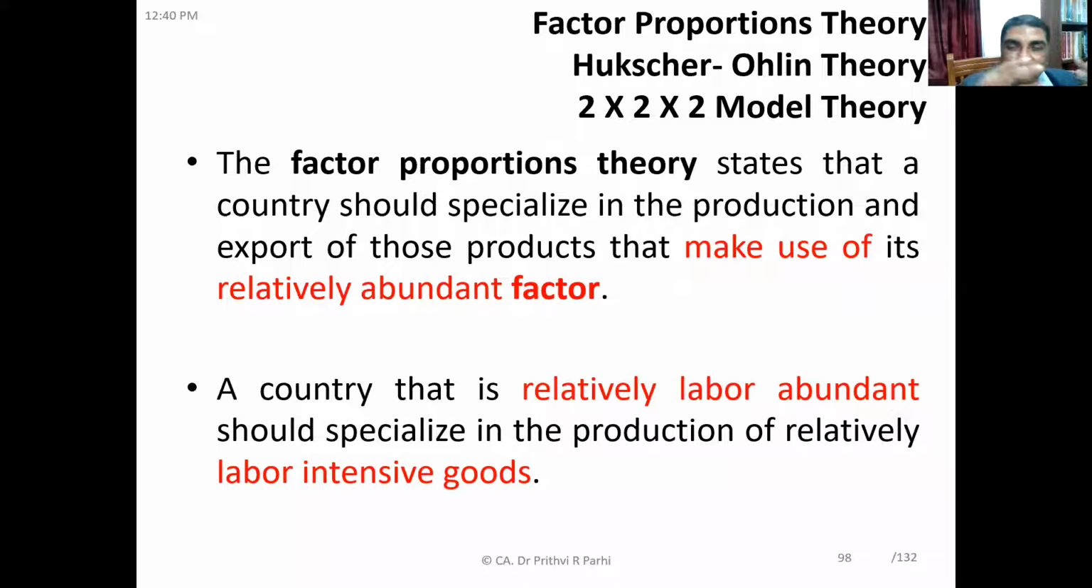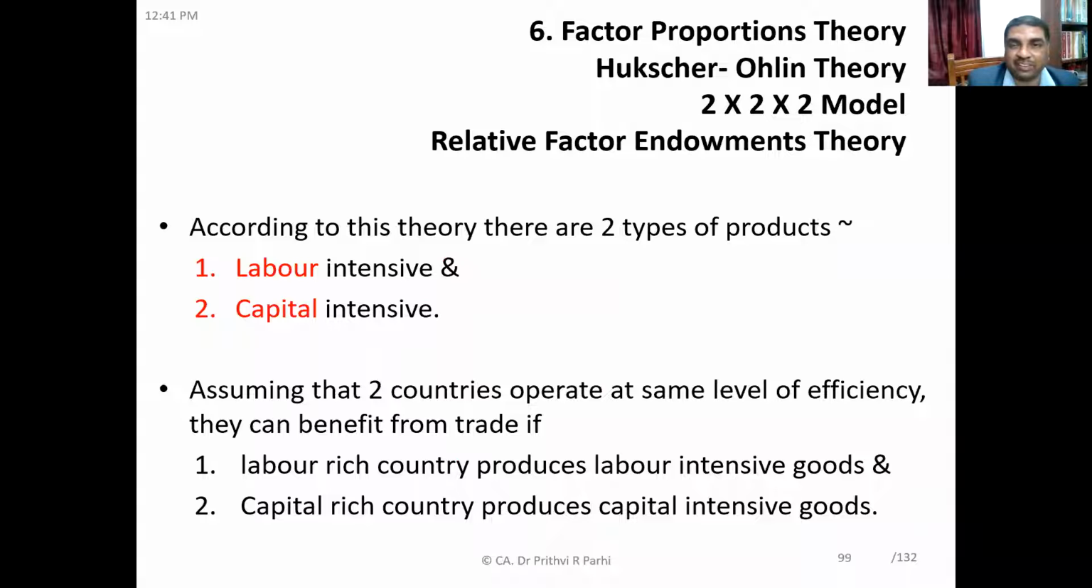Similarly, there might be some goods which are capital intensive. That means if you want to produce those goods and services, you have to invest a lot of capital. And there are countries who are capital rich. So those countries should focus on production of those goods and services which are capital intensive. In fact, what the theory is saying is that we can divide the production of goods and services into two categories: labor intensive products and capital intensive products.